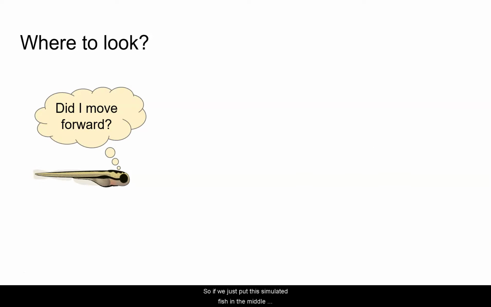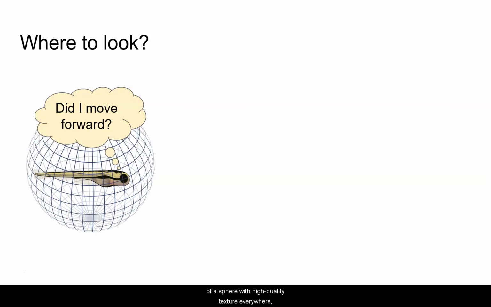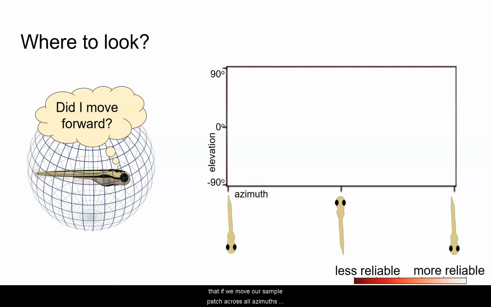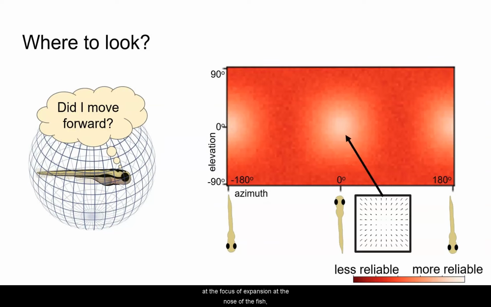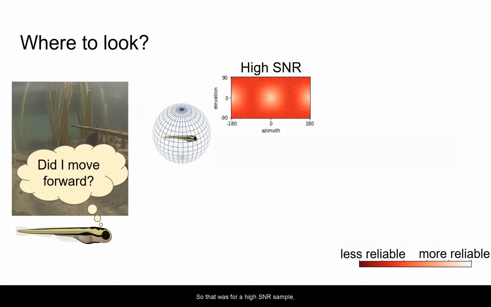So if we just put this simulated fish in the middle of a sphere with high quality texture everywhere, this method will find that if we move our sample patch across all azimuths and elevations, we will find our most reliable information at the focus of expansion at the nose of the fish and the focus of contraction at the tail. This pattern is a very solid signature for forward motion, and our model picks up on that. However, this is only true in a really nice, clean simulation of these flow fields. So that was for a high SNR sample.